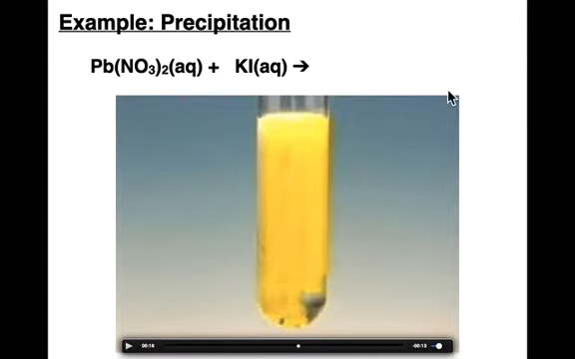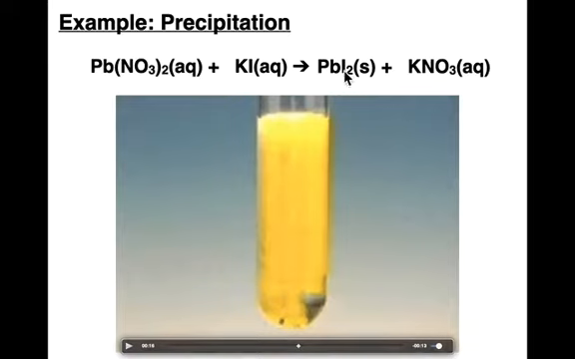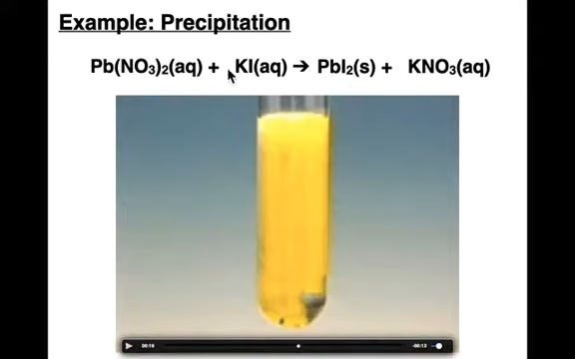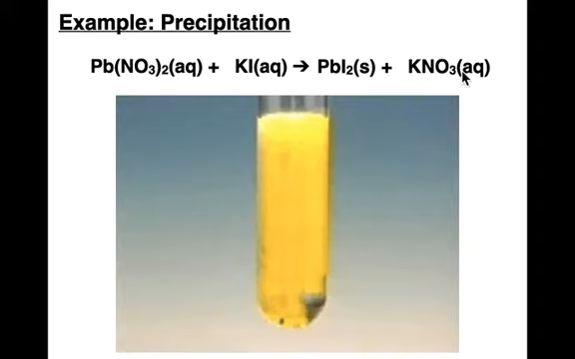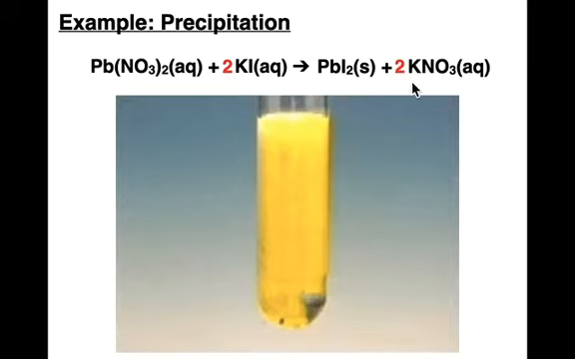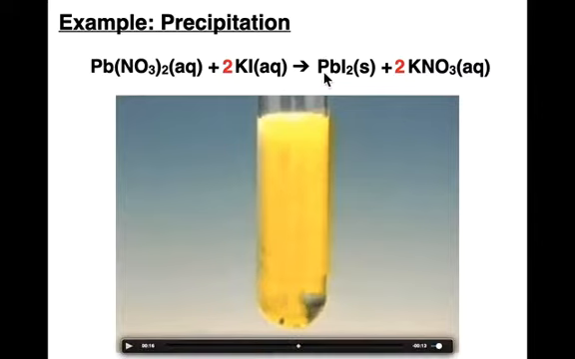Okay, so the yellow color that you see here is the lead 2 iodide. That's our precipitate, the solid. And then the potassium and the nitrate, that remains aqueous. Okay, then to balance the equation, we just need to put a 2 there. Oh no, and we also need to put a 2 here. Precipitation makes a solid.